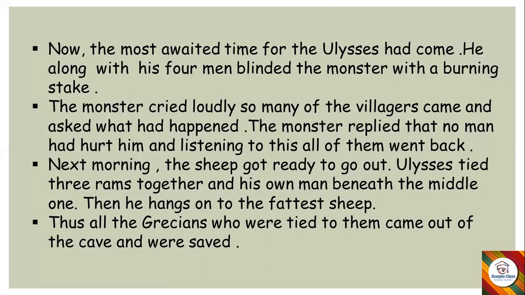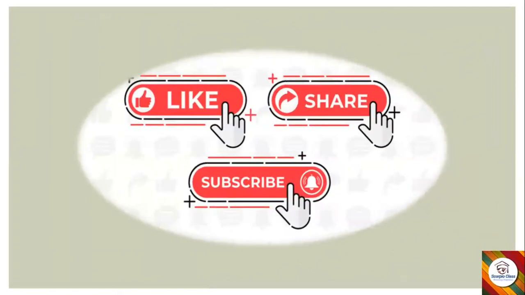Though Cyclops was checking his sheep by touching, to see that no Ulysses men were running or escaping from the cave, he couldn't find them because they were beneath the sheep and he could not identify them. So, in this manner, all the Grecians who were tied there were saved. And this is how the story ends. And the summary of this chapter also ends.